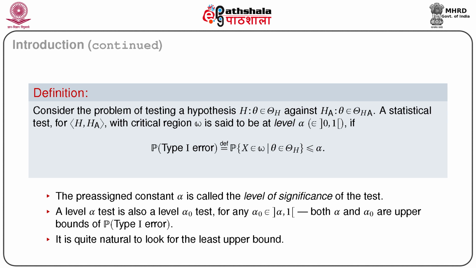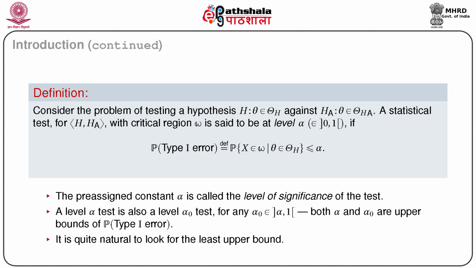Now we shall define the level of significance. A test with critical region omega is called a level alpha test, where alpha belongs to the interval (0,1), if the probability that X belongs to omega, given theta belongs to Theta_H, is less than or equal to alpha, where alpha belonging to (0,1) is a pre-assigned quantity and it is called the level of significance of the test.